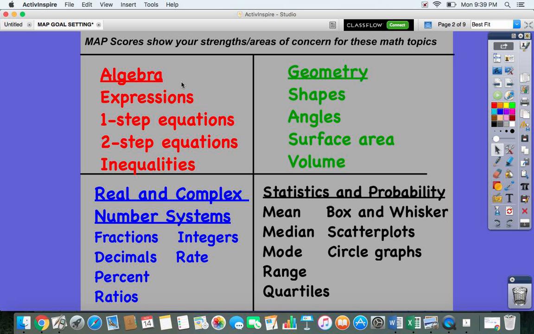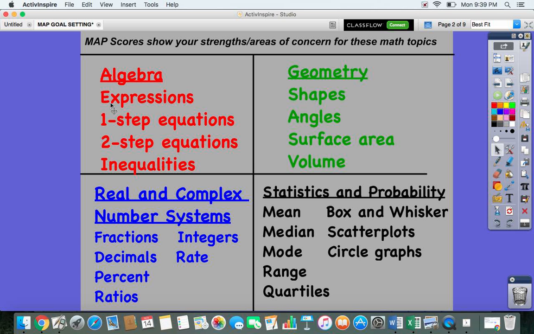So we basically in seventh grade look at 4 different topics for MAP math testing: algebra, geometry, number systems, and statistics and probability. And what you see here in front of you is more of a breakdown of what kind of math skills fall under each of those topics.